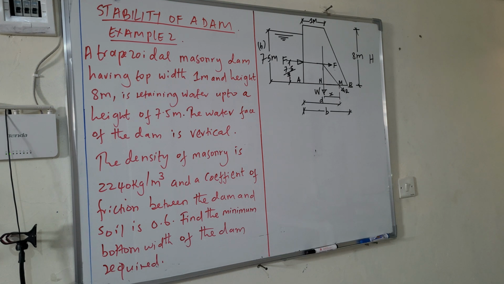Today I want to tackle example number 2, and that is stability of a dam. The question is on the board, and it reads: a trapezoidal masonry dam having top width 1 meter and a height 8 meters is retaining water up to a height of 7.5 meters. The water face of the dam is vertical. The density of the masonry is 2240 kilogram per meter cubic, and the coefficient of friction between the dam and the soil is 0.6. Find the minimum bottom width of the dam required.